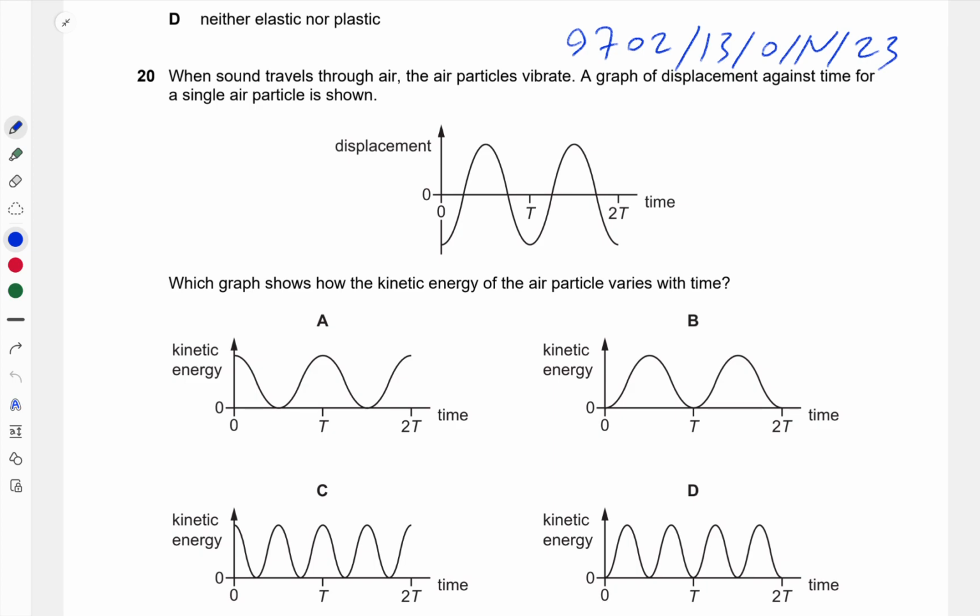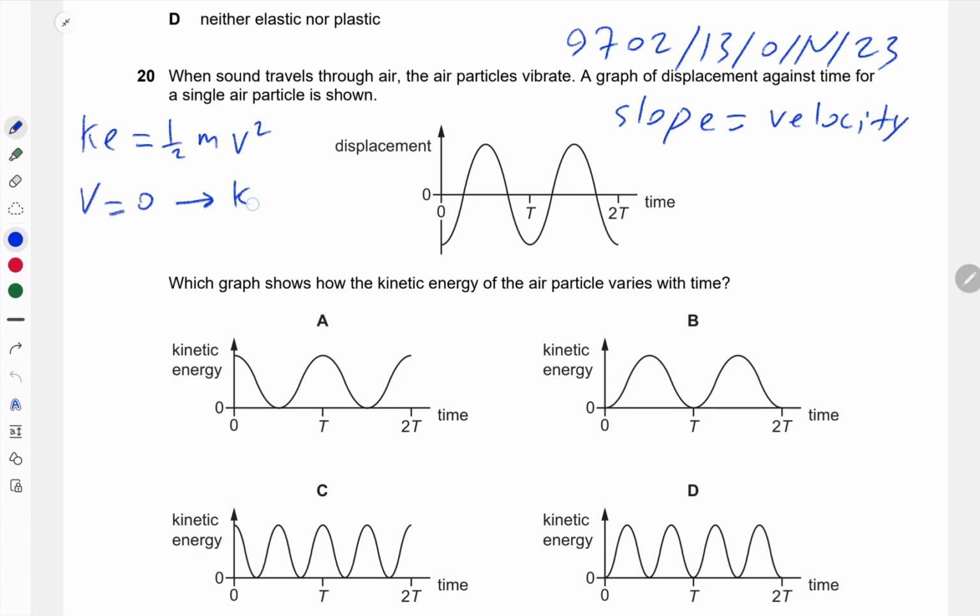So first of all, this is a displacement-time graph, and the slope of the graph will be equal to speed. So let's write it here. The slope equals velocity or speed. Slope of this graph will equal velocity, and we know that kinetic energy is equal to half mv squared, which means when velocity equals 0, kinetic energy will also be 0, and vice versa.